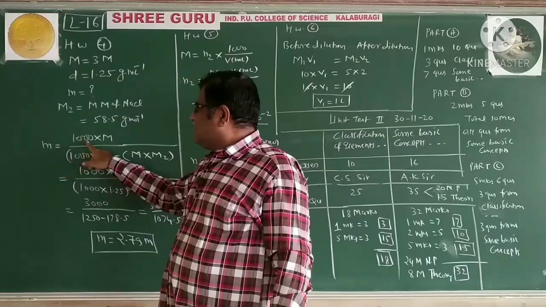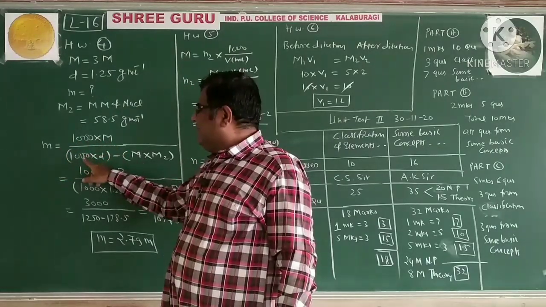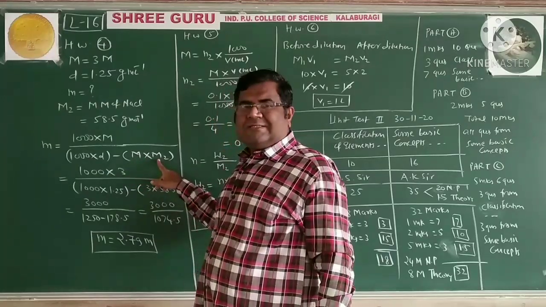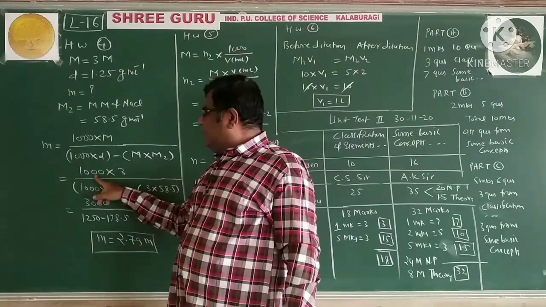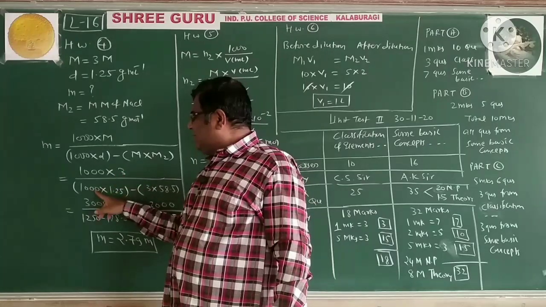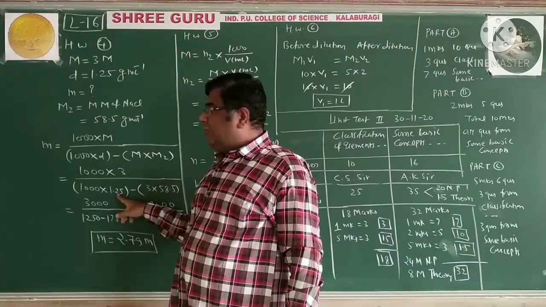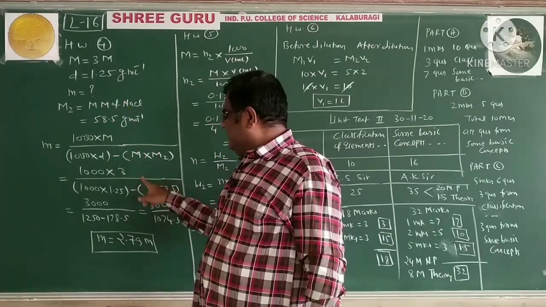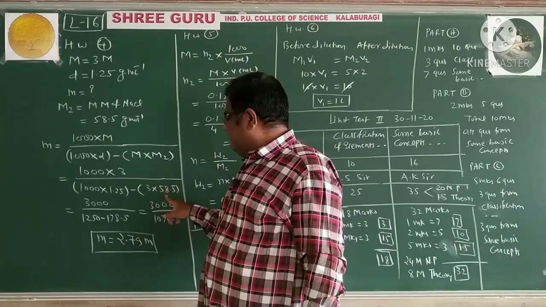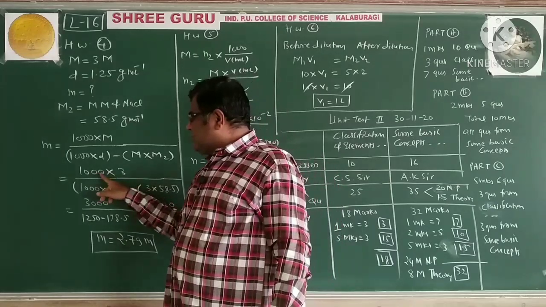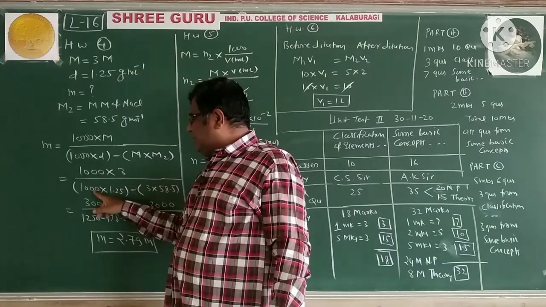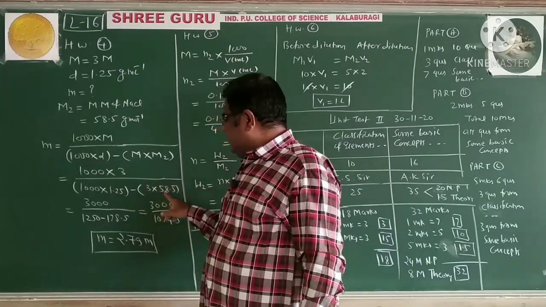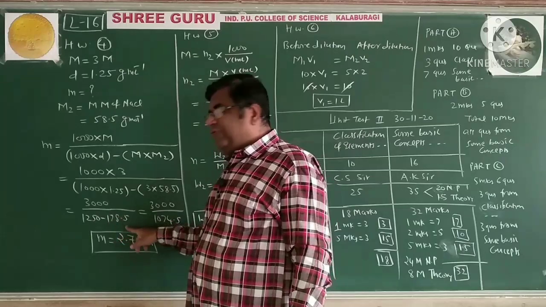Molality is equal to 1000 into molarity divided by 1000 into density minus molarity into molar mass of the solute. 1000 multiplied by 3 divided by 1000 multiplied by 1.25 density. Molarity is 3. Molar mass is 58.5. 1000 multiplied by 3 is 3000. 1000 multiplied by 1.25 is 1250. 3 multiplied by 58.5 is 175.5.